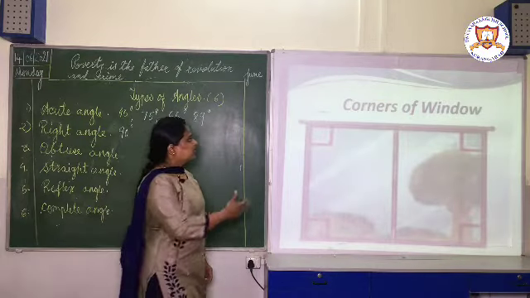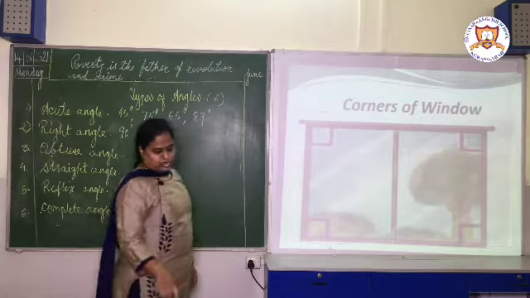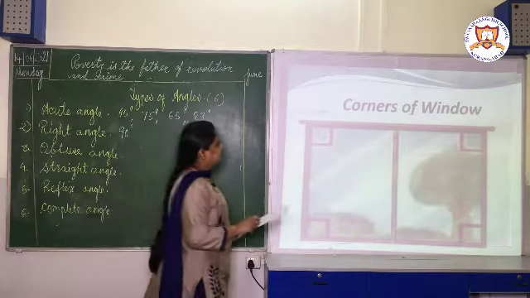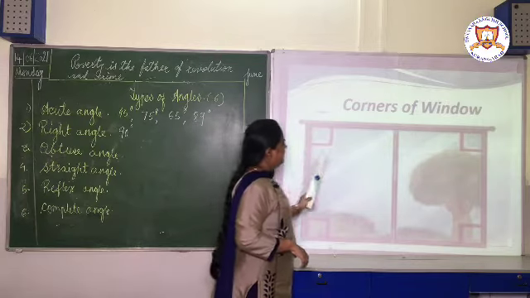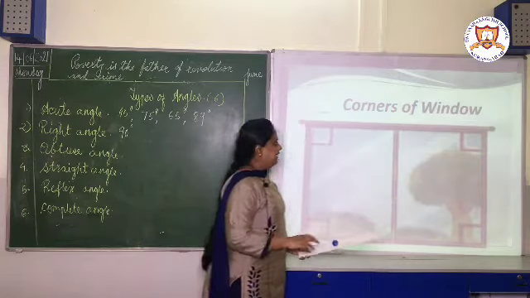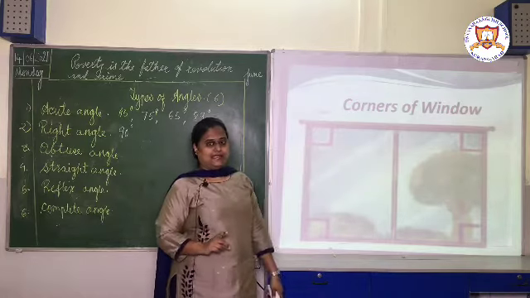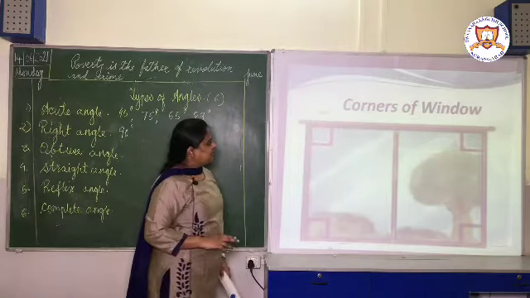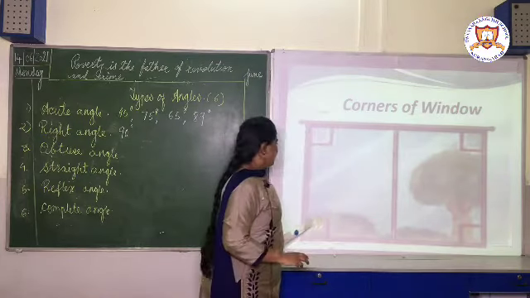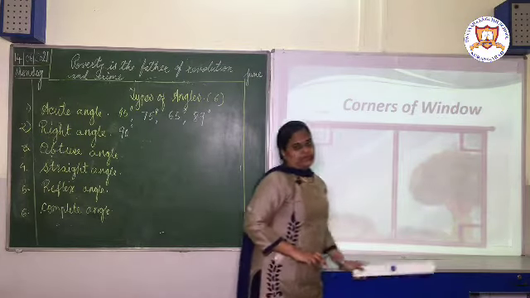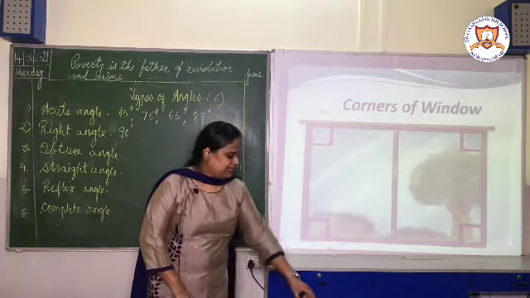See, corners of a window. This window has four corners. We can see here. This corner of a window also has a right angle. This is also 90 because here exactly we can see the 90 degree angle. Correct. So how many right angles are here? 1, 2, 3, and this is the fourth one. Correct. This is one more example of a right angle in day-to-day life.